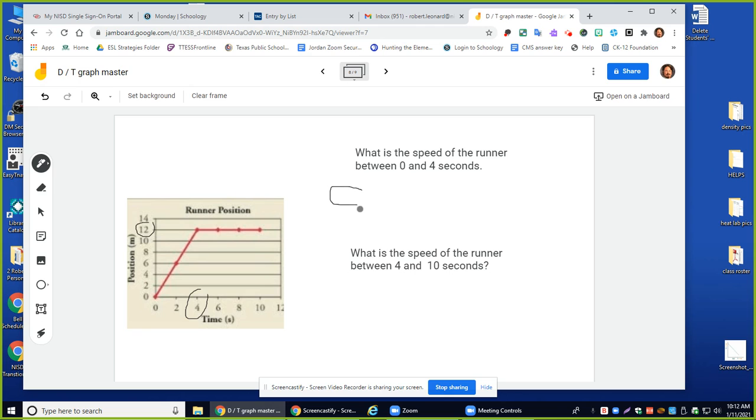So, let's calculate it. Speed is equal to distance divided by time. Thank you, Devion. What's my distance? 12. What's my time? 4. What's 12 divided by 4? 3 meters per second. Okay?